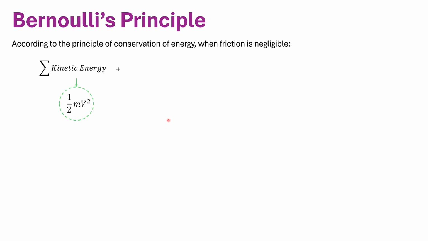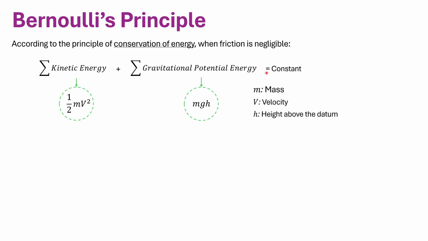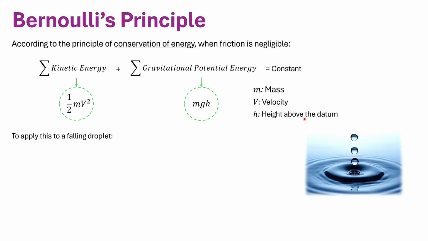According to the principle of conservation of energy, when friction is negligible, we can say that sigma, or the sum of kinetic energy, which is basically 1/2 times mv squared, plus sigma of gravitational potential energy, which is mgh, is constant. So here in this formula, m is mass, v is velocity, and h is height above the datum. And to apply this to a falling droplet, the initial velocity of the droplet is 0.